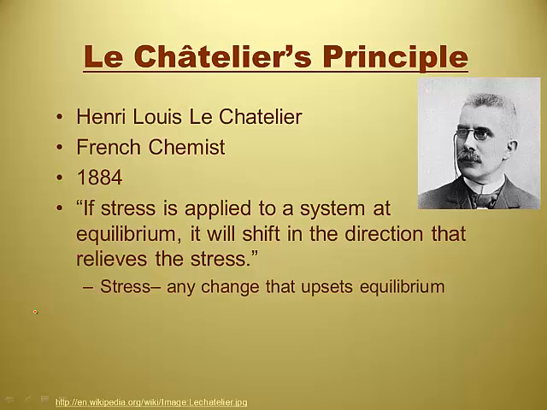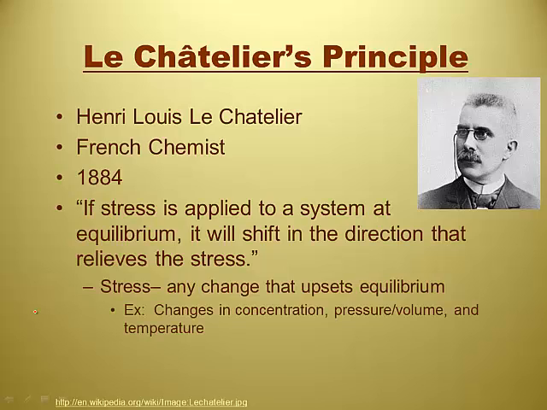He defines a stress as any change that upsets the equilibrium. So this guy actually had systems at equilibrium, going along, and he goes and messes with it, basically. And he sees what happens. So a stress is anything that's going to upset the apple cart. And as we learned with our review of what affects reaction rates, changes in concentration, pressure, volume, and temperature are all going to affect a chemical reaction. So those are going to be the stresses that we use in Le Châtelier's principle.